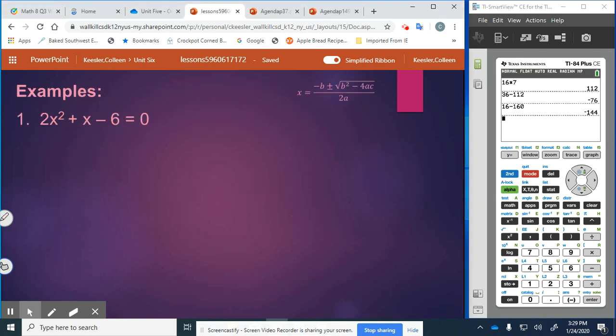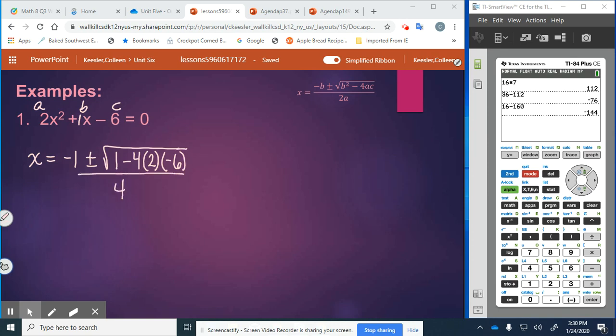Here's our first problem. Now we need to start again by recognizing that this is A, this is B, and this is C. The B in this case would be 1, and this is already in standard form, so we don't have to rewrite it. We can just start plugging it into the equation. So we have x equals negative b, which in this case is negative 1, plus or minus the square root of 1 squared is 1 minus 4 times a, which is 2, times c, which is negative 6, all over 2 times 2, which is 4.